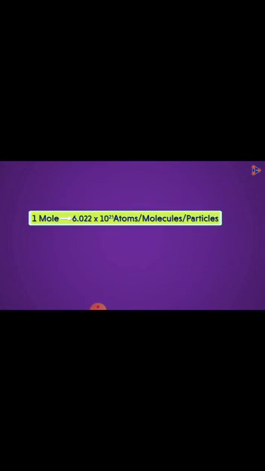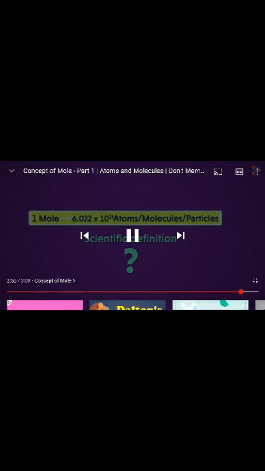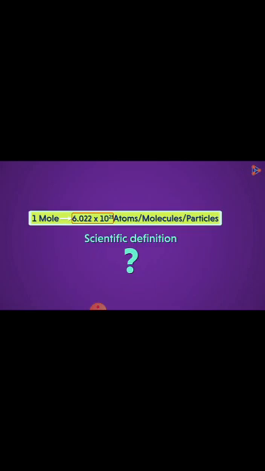We have just understood the concept of mole in simple words. But we are yet to take a look at the scientific definition of 1 mole. And what's this number we refer to? Does it have a special name? Watch our next video to know more.